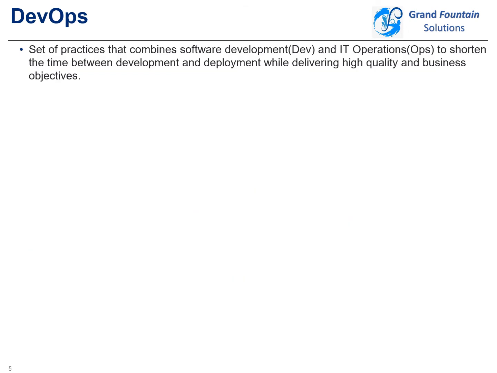In this slide, we are going to talk about the next stage of evolution, DevOps. In DevOps, we combine software development and IT operations. We do this to reduce the time between development and deployment. In other words, DevOps reduces the time between committing a change and deploying that change in production.